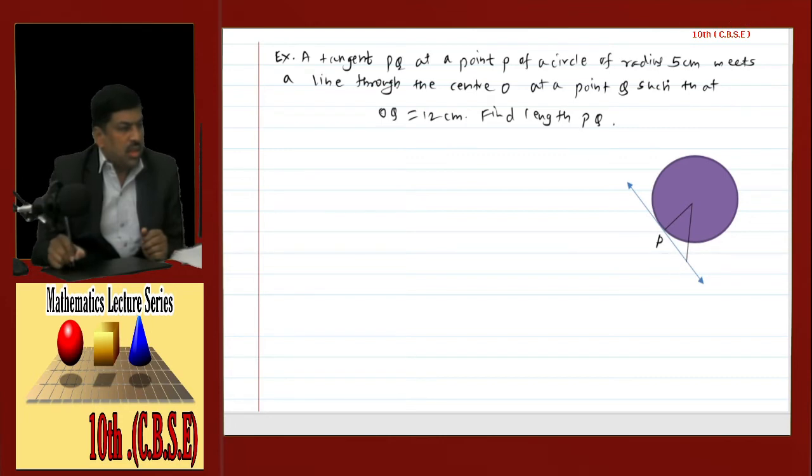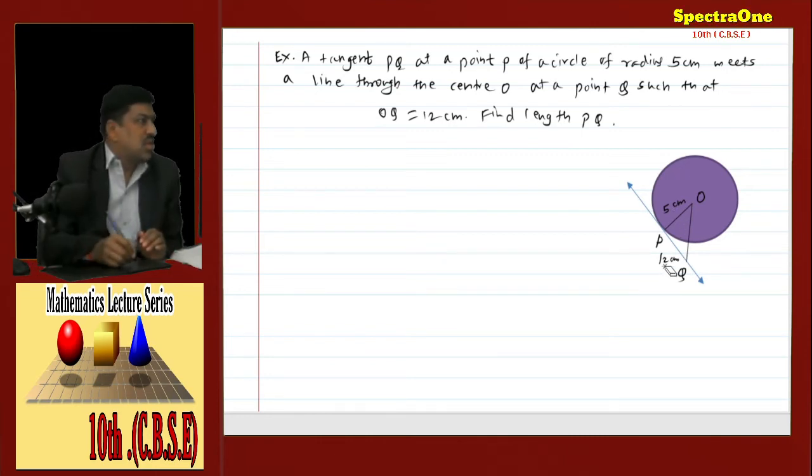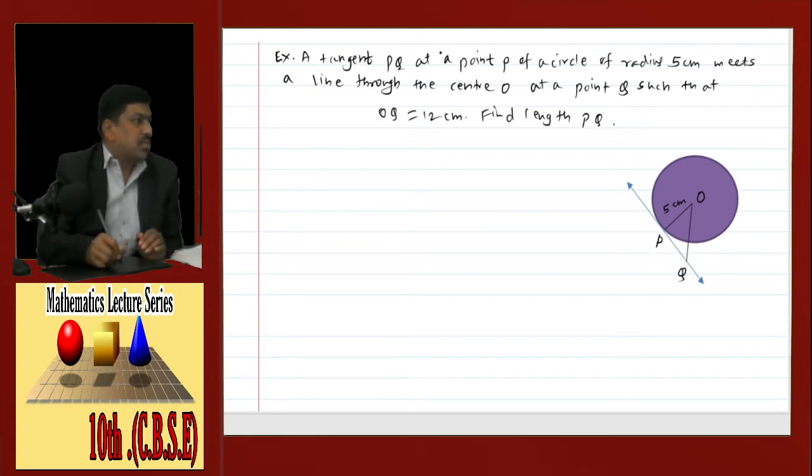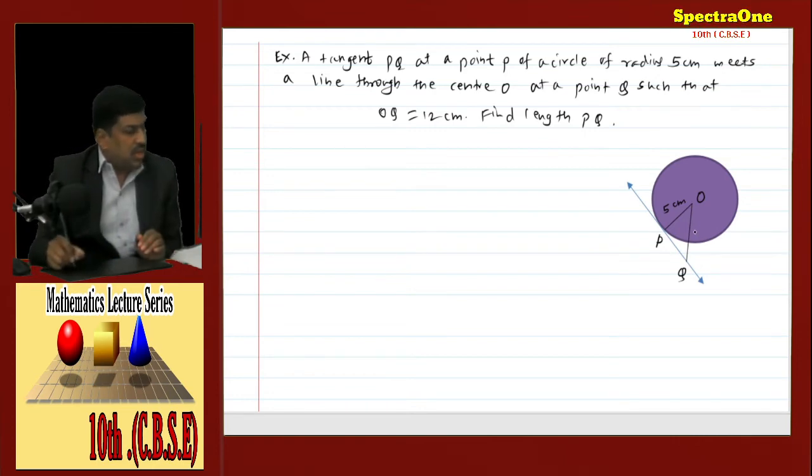This is a circle of radius 5 centimeter, and the center is O. This is the 5 centimeter distance OP. There is another point Q such that OQ is 12 centimeter. This is the OQ distance, 12 centimeter. And we have to find the distance PQ.